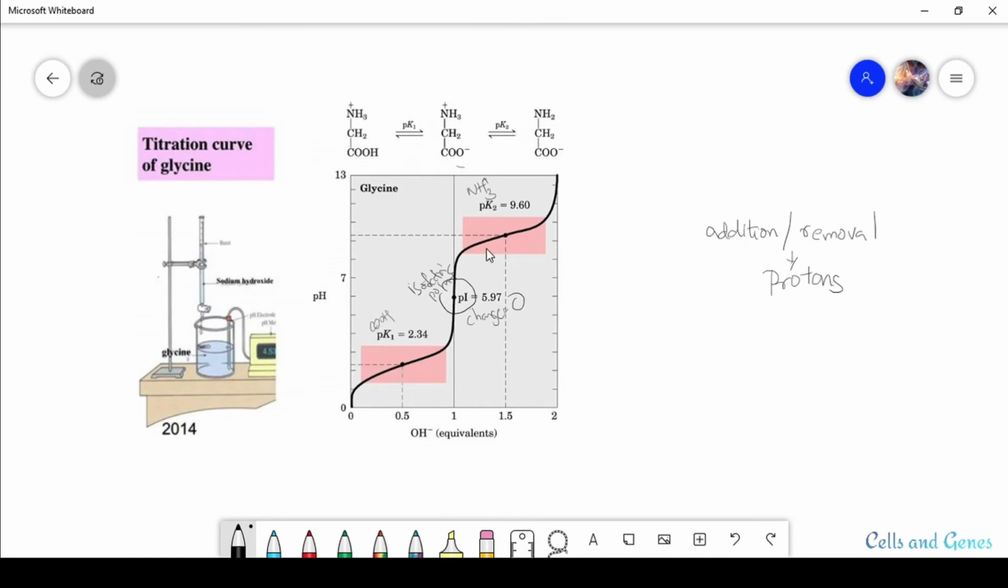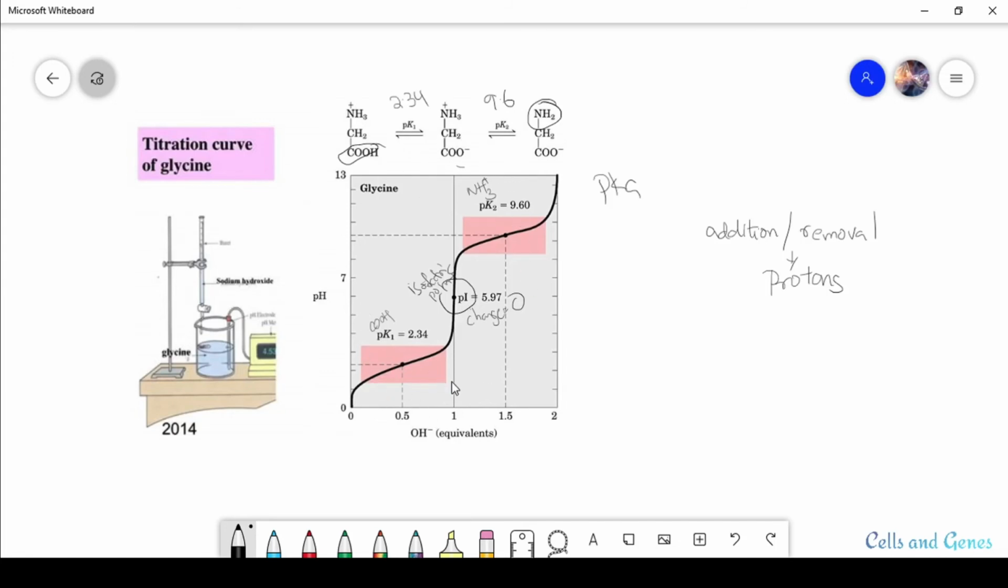So from this titration curve of glycine, it gives the quantitative measures of pKa for each ionizing group, the carboxylic group and the amino group. There are two quantitative values for the pKa. The pK1 value is 2.34 for the carboxylic group, and it is 9.6 for the amino group.